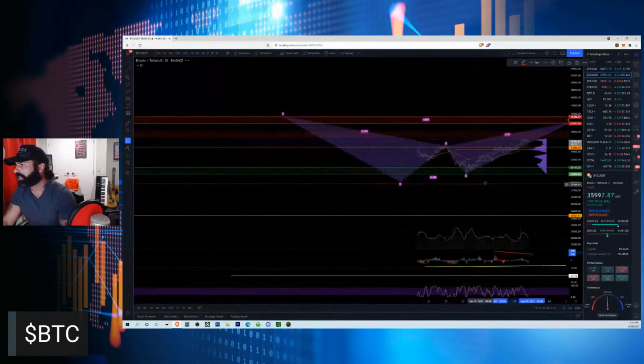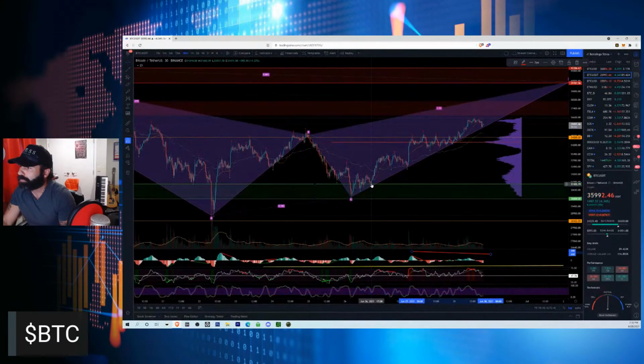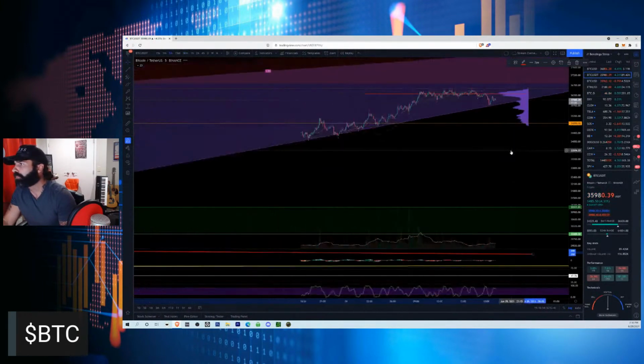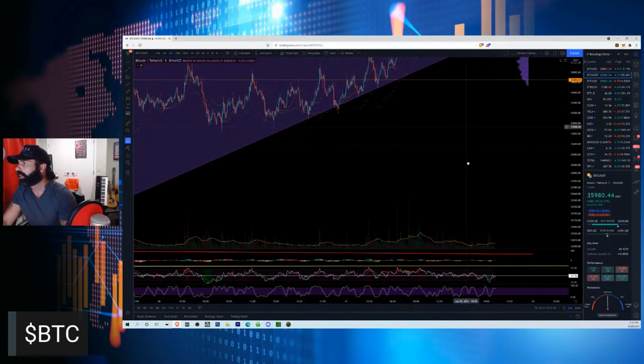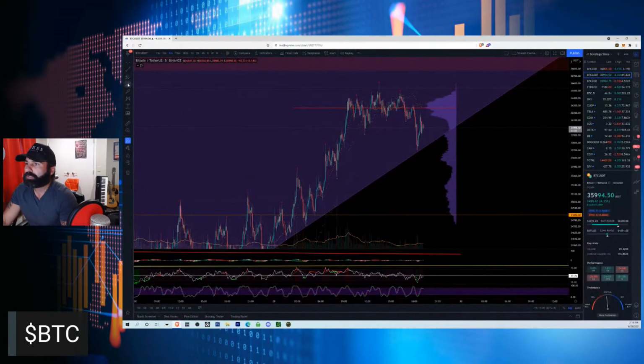Just for the sake of taking a look on these lower time frames, we are following this demand line. We are moving up, putting in higher lows. So we're still putting in higher highs. But if you zoom in even a little bit further here on Bitcoin, you have classic Wyckoff distribution. And that's the opposite of what the bigger picture's implying for us, right?